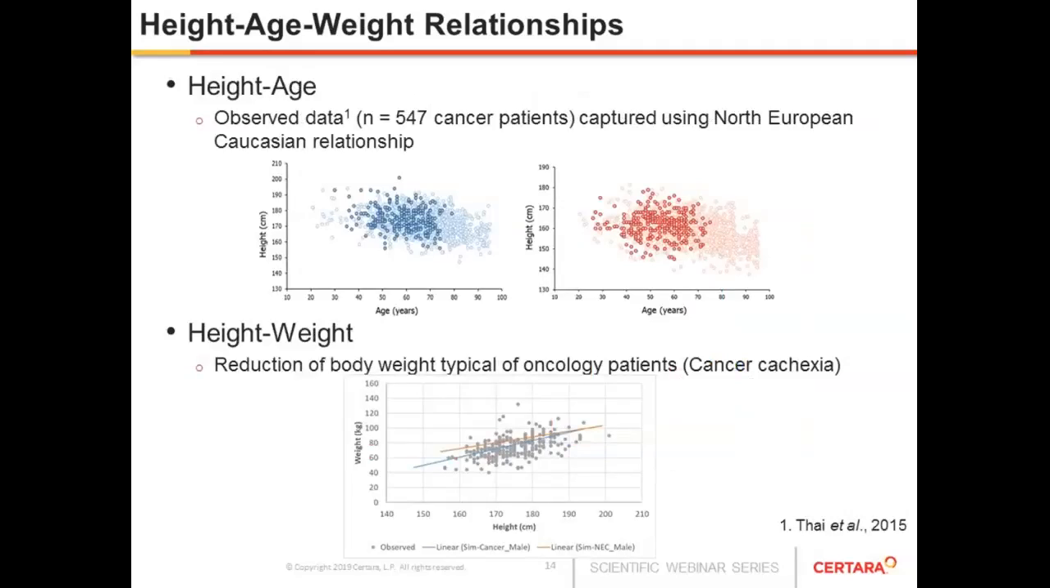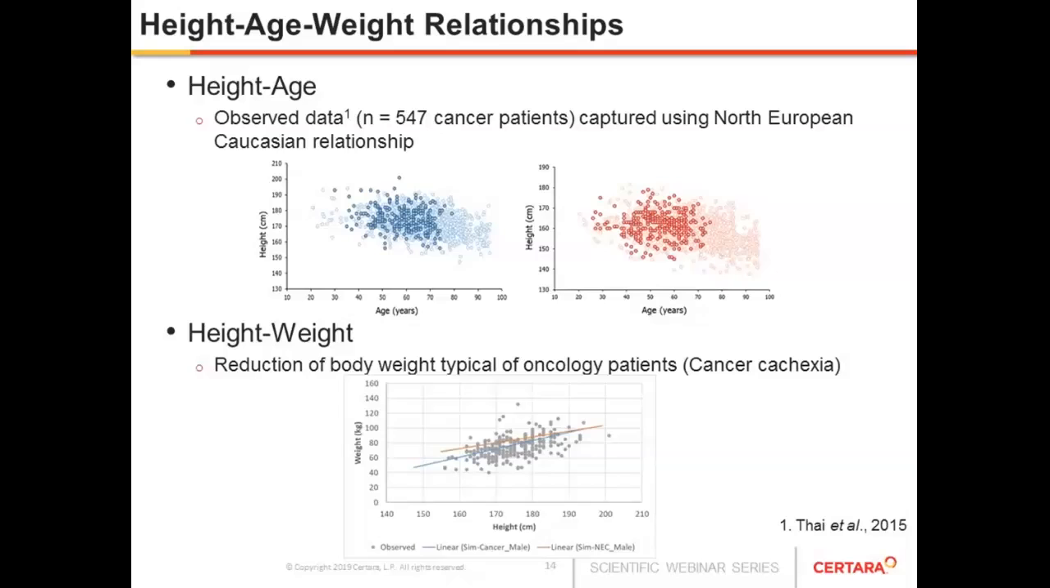We looked at the next set of parameters which we look at when developing virtual individuals, and it's looking at different height-age relationships, for example. And as you would expect, cancer isn't really something which generally affects height, especially in adults, at least. So essentially what we were able to show is that data from cancer patients were captured using this North European Caucasian relationship. And that's similar to how other studies have looked at that information as well.